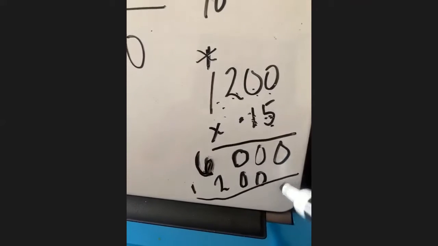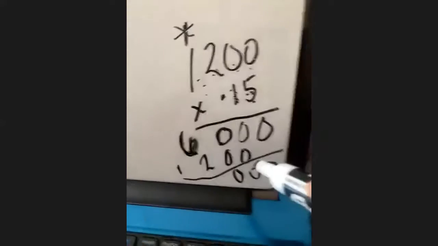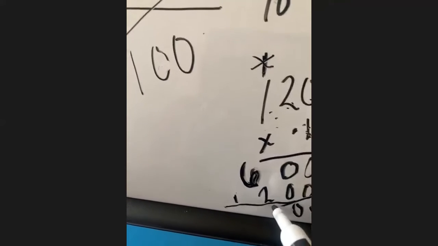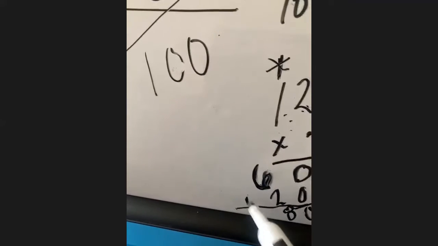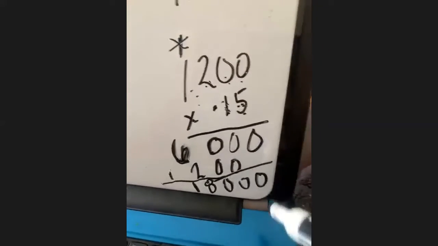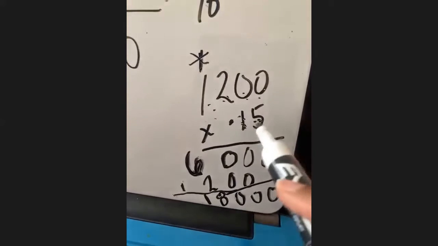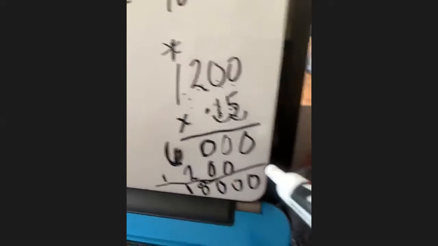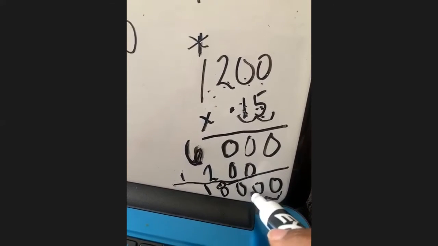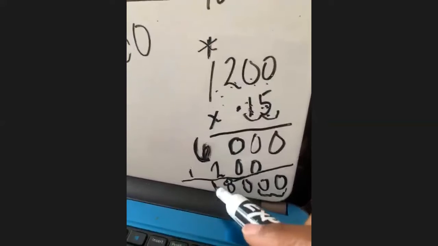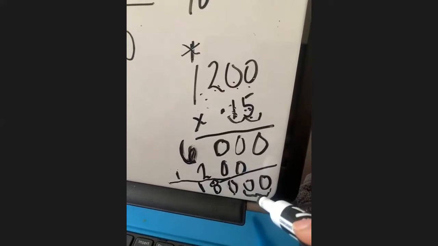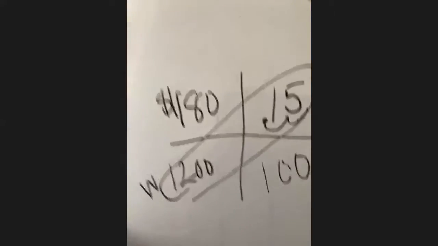And so then we have 0, 0, 0. So we need to make space, 0. We have 8, and then bring that 1 down. So we're going to have 18,000, but because we have 2 decimal places at the top, we will put the 2 decimal places here. And thinking in money, this would be $180. See that?